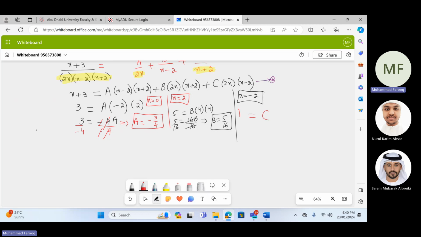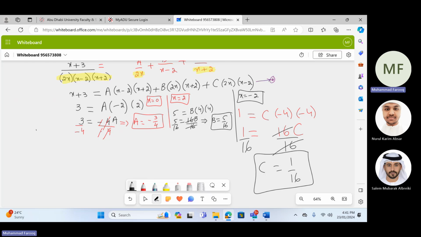Now with C, 2 times minus 2 is minus 4. Minus 2 again, minus 4. So 1 is equal to 16 times C. Sorry, positive, you're right. Then we divide by 16 here and 16 here, it's cancelled out. What is C? 1 by 16.